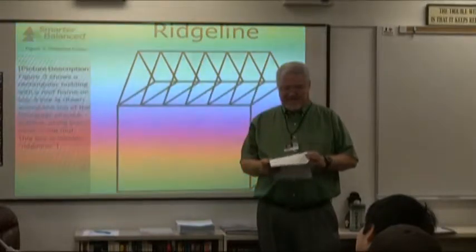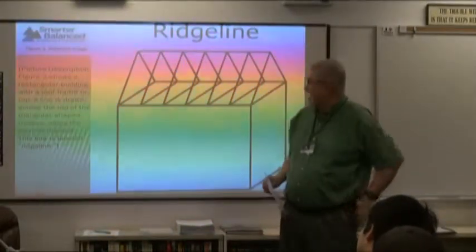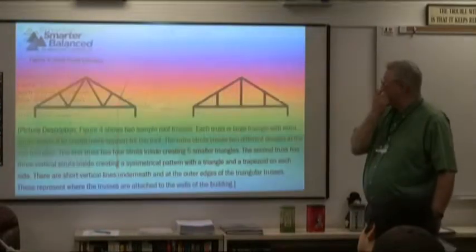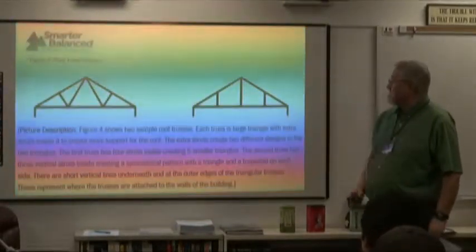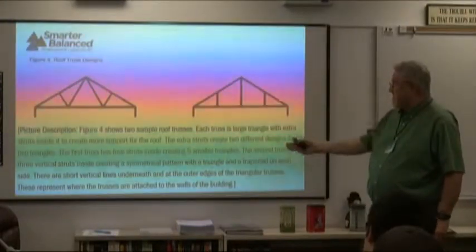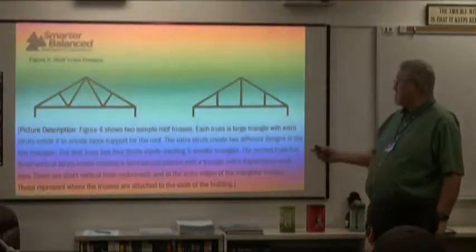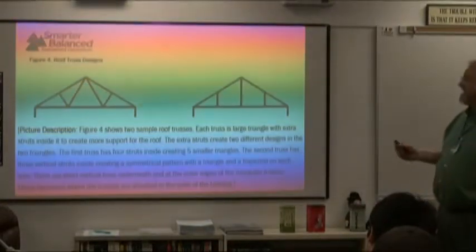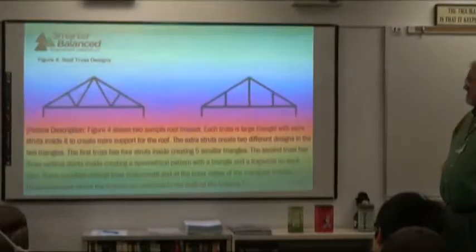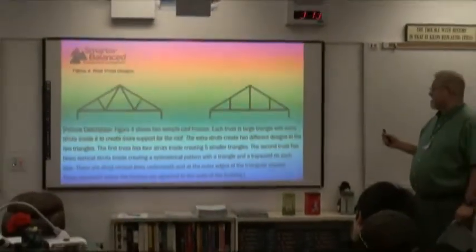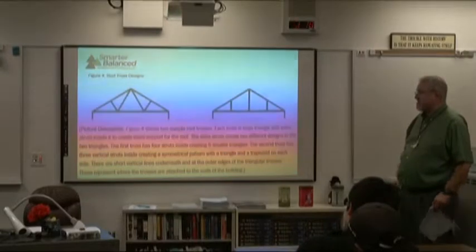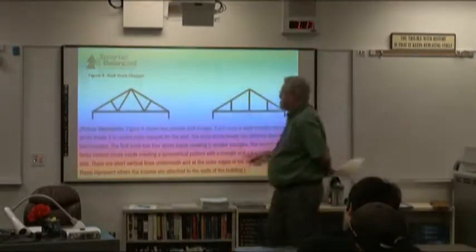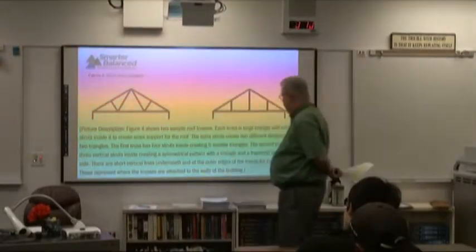Well, there are many different roof truss designs, and I'm going to share with you a couple different views of what that might look like. Here are some roof truss designs. Figure 4 shows 2 sample roof trusses. Each truss is a large triangle with extra struts inside it to create more support for the roof. The extra struts create 2 different designs in the 2 triangles. The first truss has 4 struts inside, creating 5 smaller triangles. See, there's your triangles, right?